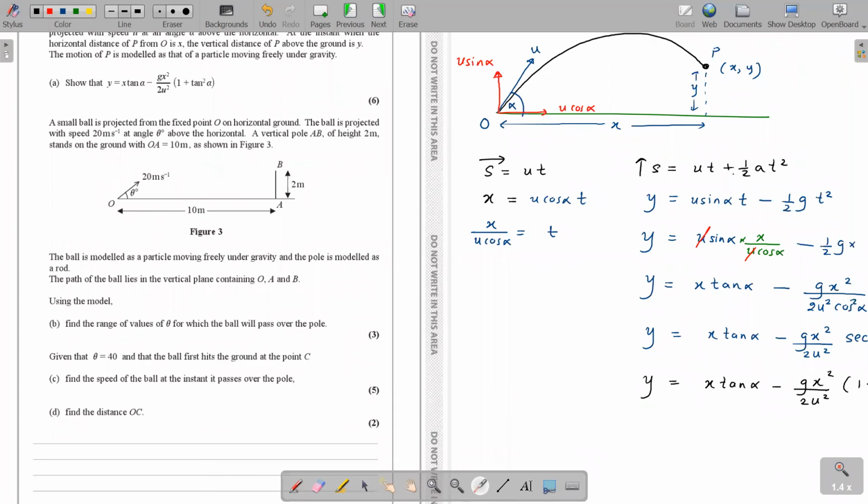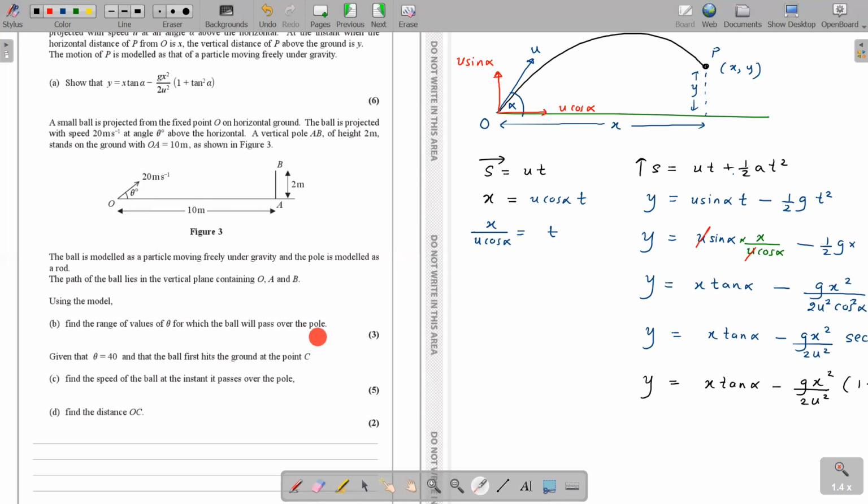A small ball is projected from the fixed point O on horizontal ground. The ball is projected with speed 20 meters per second at an angle theta degrees above the horizontal. The vertical pole AB of height 2 meters stands on the ground with OA 10 meters as shown in figure 3. The ball is modeled as a particle moving freely under gravity and the pole is modeled as a rod. The path of the ball lies in the vertical plane containing OAB. Using the model, find the range of values of theta for which the ball will pass over the pole.